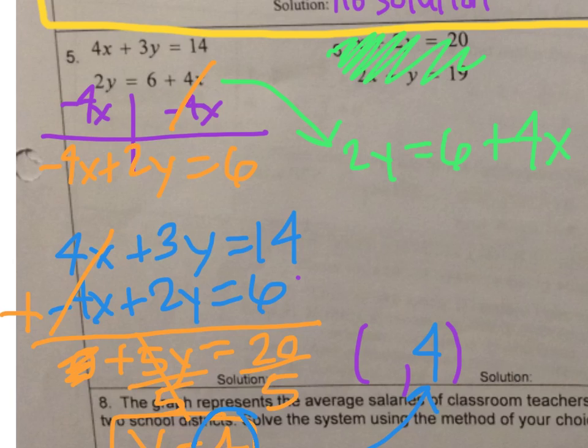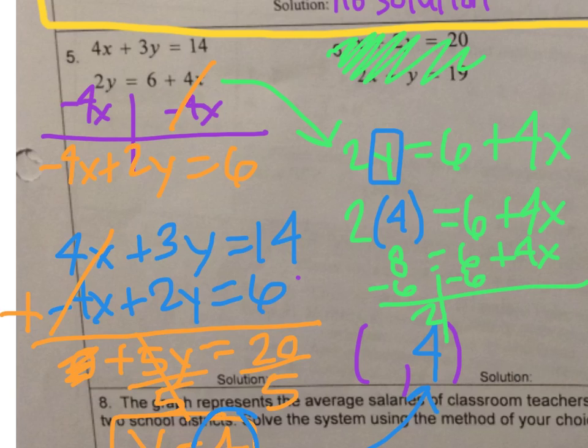Okay, so again, I'm taking the y value and replacing the y value in one of our equations. So it's going to become 2 times 4 equals 6 plus 4x. So now simplify and solve. 2 times 4 is 8. Bring down the right side. Now solve for x. Subtract 6 on both sides.